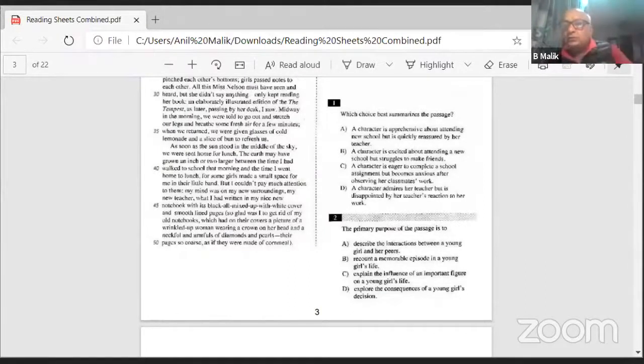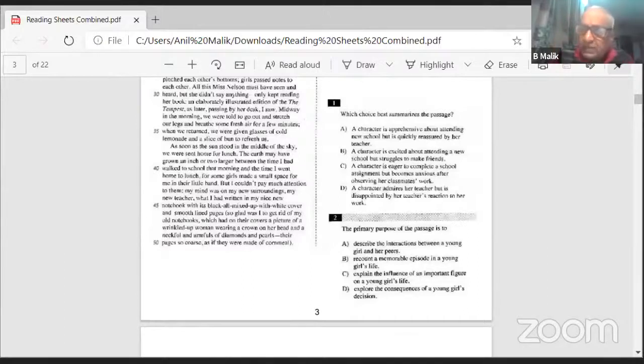How do we teach literature passages? We recommend that you read this passage in three parts. You divide it into three convenient parts. You condense each of these three parts into five words and make a one sentence story. For example, a character is eager to complete a school assignment but becomes anxious after absorbing her this. That's a one sentence story which we should be able to generate.